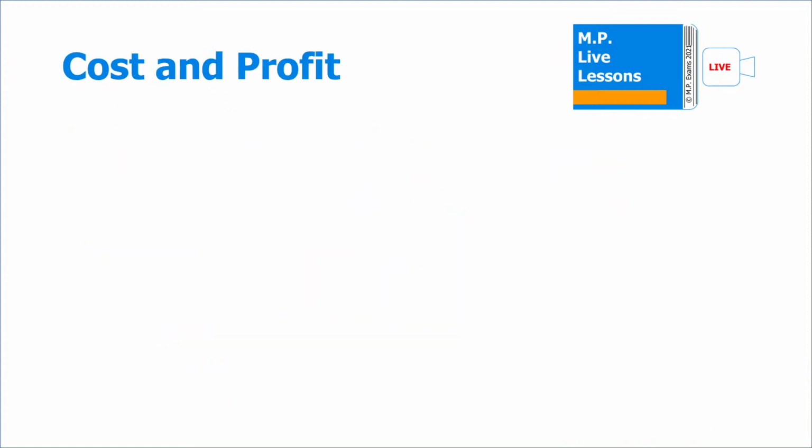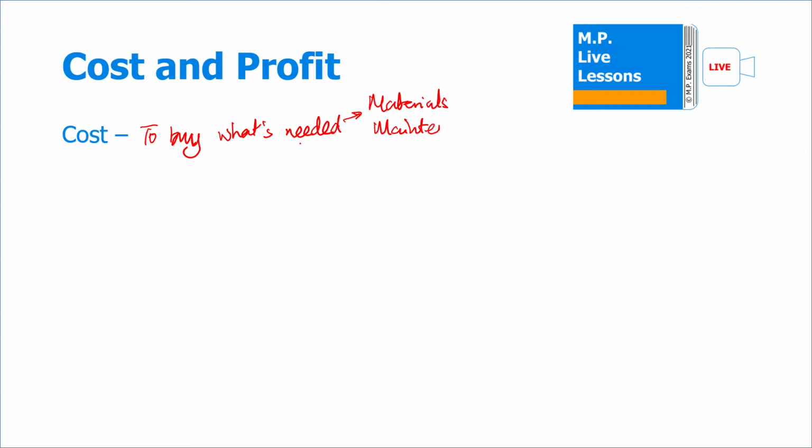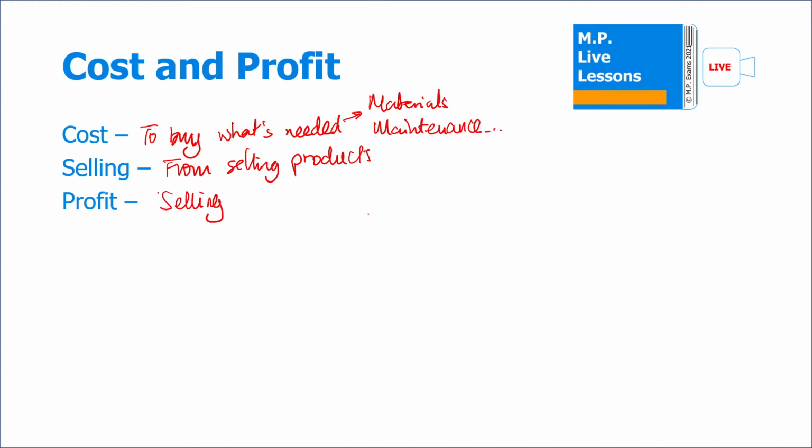Next, on foundation, we just have cost and profit. Cost is what you pay to buy what's needed. For example, in a business setting, this could be materials or maintenance, but it doesn't matter. You need to be familiar with different cases. Selling is the selling price, and therefore profit is the money that you make from selling minus the cost.